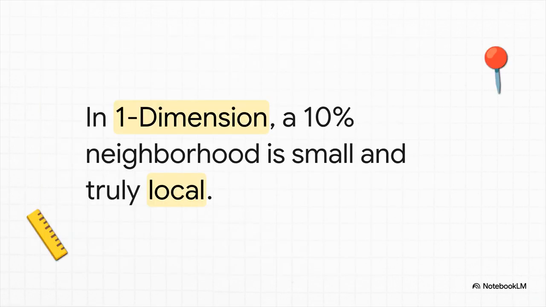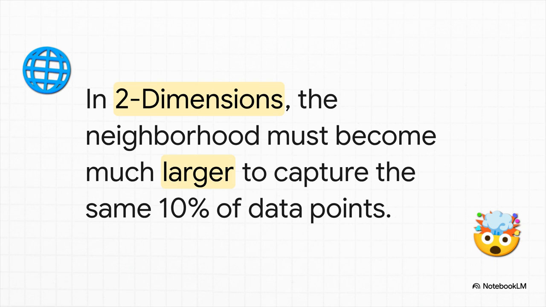To really get this, picture this. Imagine your data is just a single line, right? One dimension. If we want to find the closest 10% of our data, we only have to look in this tiny, little, well-defined neighborhood. It's easy, it's local, it makes sense. But now, what happens if we add just one more dimension? All of a sudden, to grab that same 10% of the data, our neighborhood has to get huge. It's not really local anymore, is it? Now imagine this with hundreds of dimensions. Your so-called nearest neighbors could be miles away, which kind of breaks any method that relies on nearness to learn.